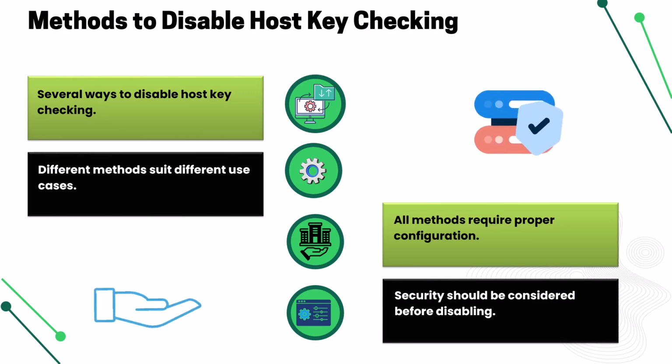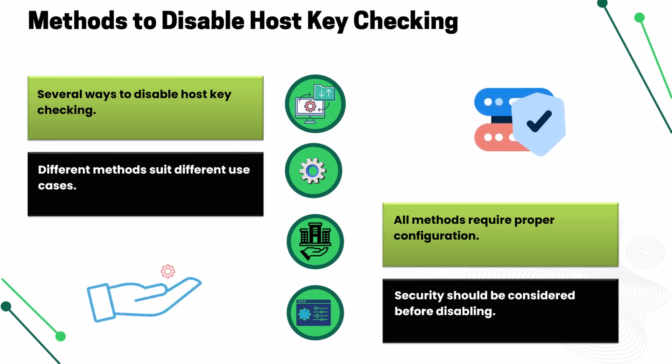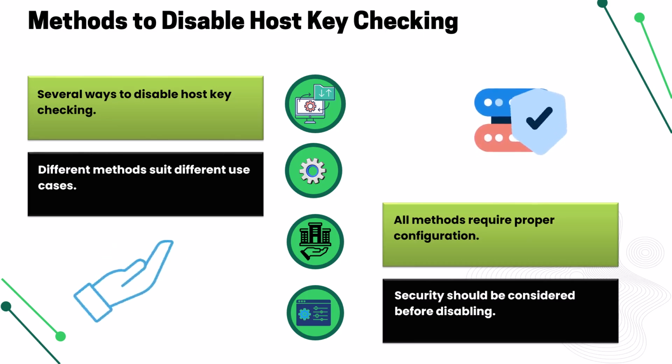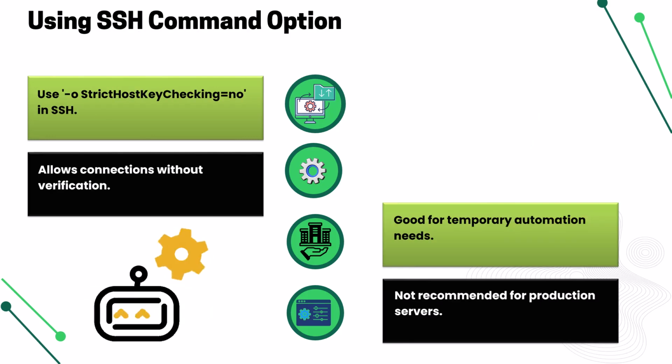Alright, now the fun part. How do we actually disable host key checking? There are multiple ways to do it, each suited to different needs. Of course, before you go around flipping switches, think about security implications. Let's explore some effective methods. One quick way is using the SSH option StrictHostKeyChecking=no. Basically, SSH stops worrying about checking host keys and lets you connect freely. Handy, yes. Secure, not so much, so use it wisely, especially in non-production environments.